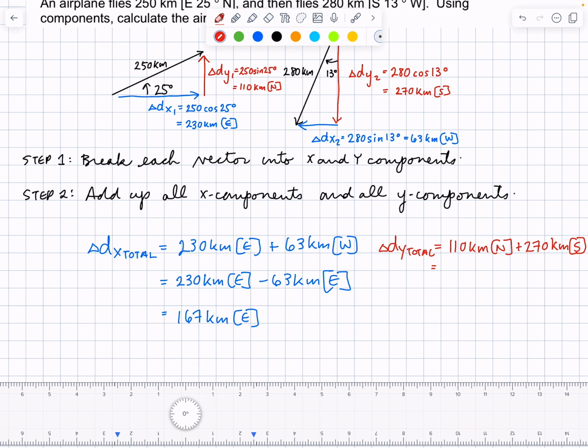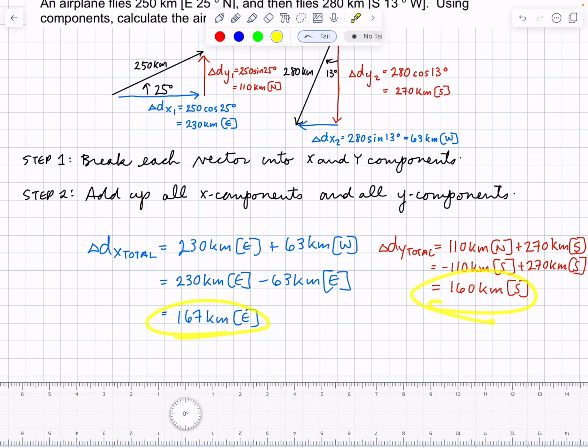This time I'm going to choose south as my direction. I'm going to make this negative 110 kilometers south, change the sign and change the direction, plus 270 kilometers south. If you punch this into your calculator, you end up with 160 kilometers south. So now we have our delta dx total and our delta dy total.